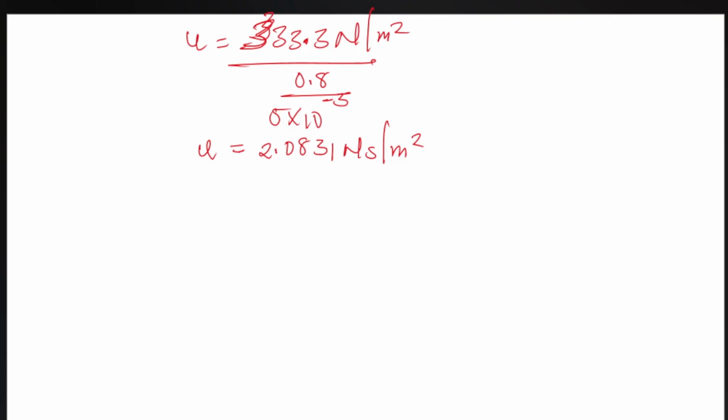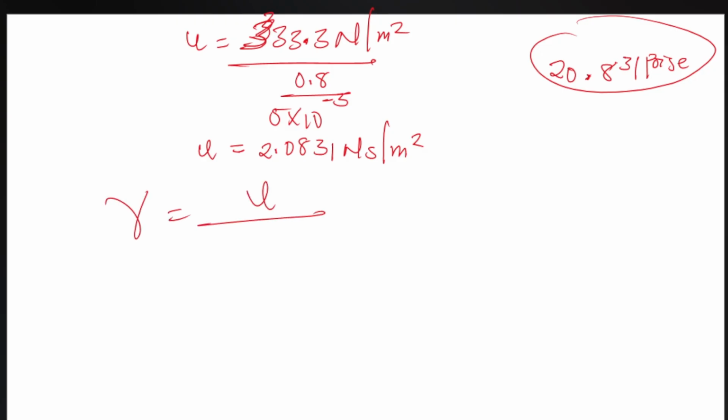Now, from what we have here, we can go further and calculate for your kinematic viscosity, because we've already calculated for your dynamic viscosity. So if you want to calculate for your kinematic viscosity, we'll simply have that your kinematic viscosity will be equal to dynamic viscosity divided by your density, right? So we have kinematic viscosity is dynamic viscosity divided by density.